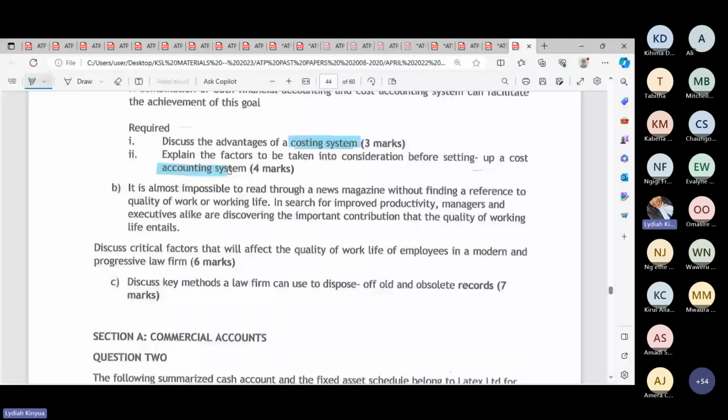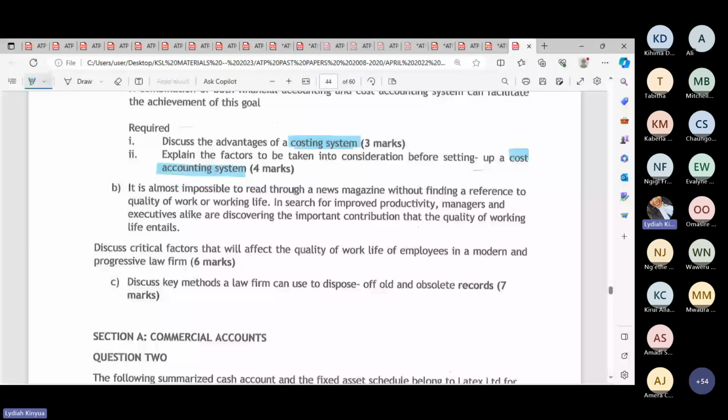Number one, how much it will cost. Number two, the size of the organization. Number three, the number of employees. Even if you have no idea what a costing system is, you can just write things because they make sense. It makes sense to say the size of the organization.